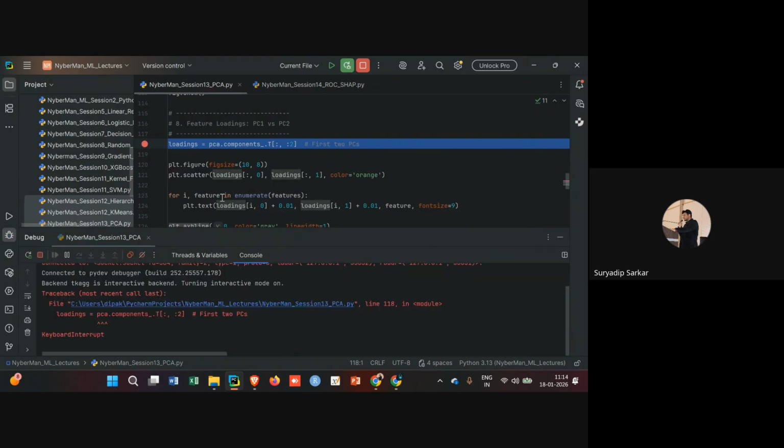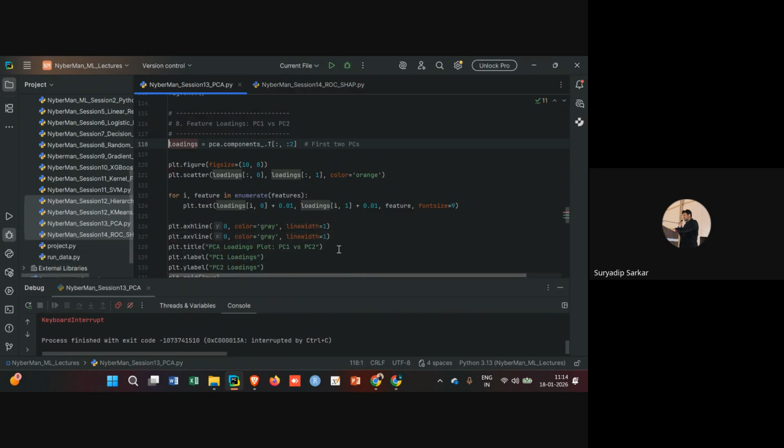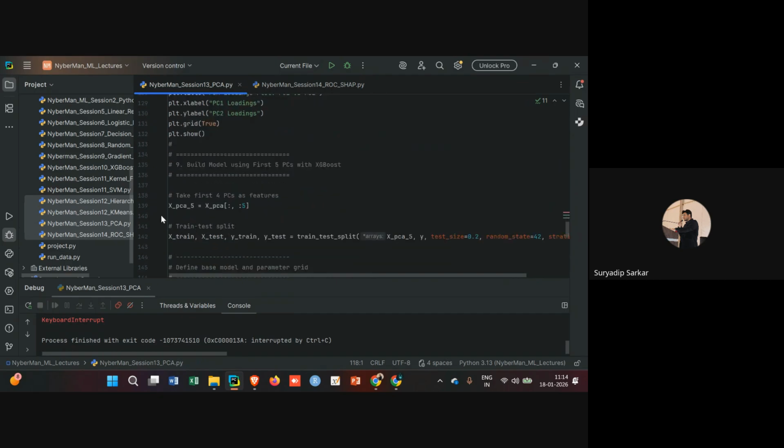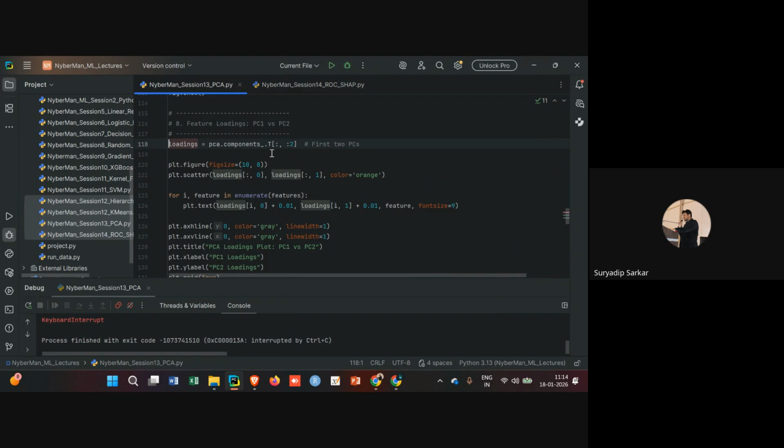Now, let us actually see the loadings plot that we talked about. That is actually going to tell us which are the features which are the most important with respect to each of these species, right? Let us do the loadings plot for PC1 versus PC2. For that, the first thing that we are doing is calculating the loadings. The loadings come from the components function in our PCA function.